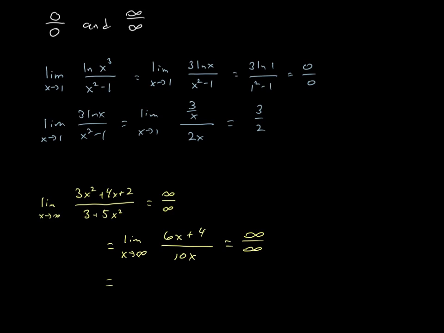And so that will become the limit as x approaches infinity. The derivative of the top is 6, and the derivative of the bottom is 10. So when I reduce it, I will get 3/5. So the limit as x approaches infinity of this rational function, 3x squared plus 4x plus 2 over 3 plus 5x squared, is equal to 3/5. And again, you'll remember back in pre-calc, we talked about finding the horizontal asymptote. When you have a rational function like that, this limit as you go off to infinity is equal to the horizontal asymptote.